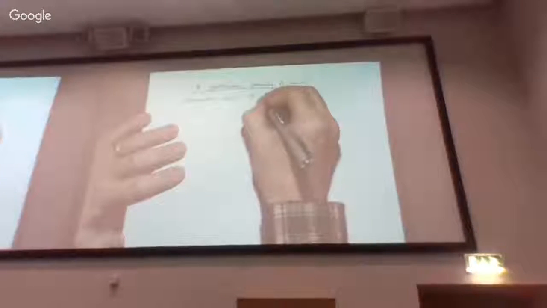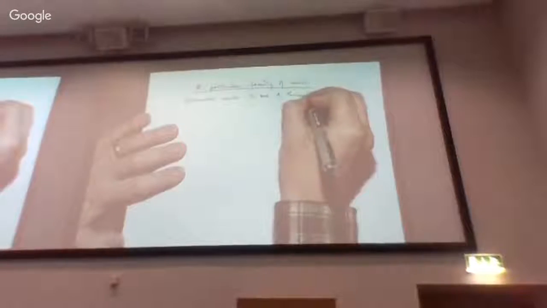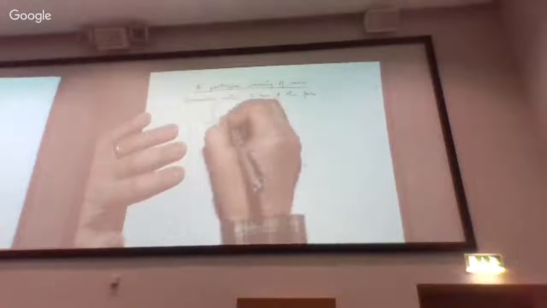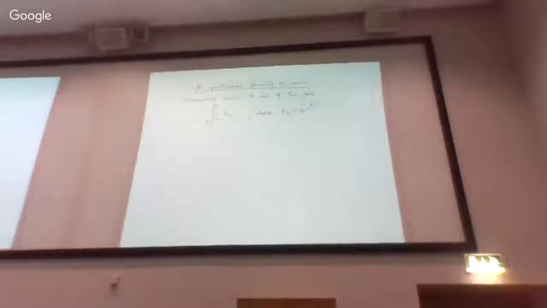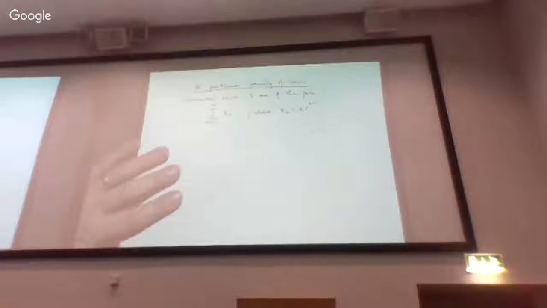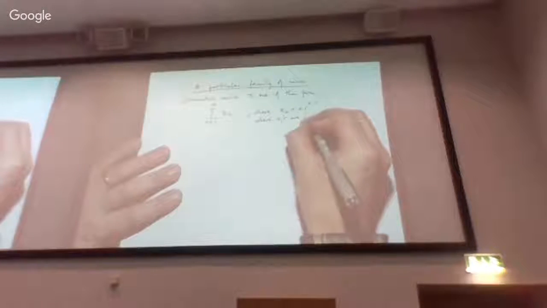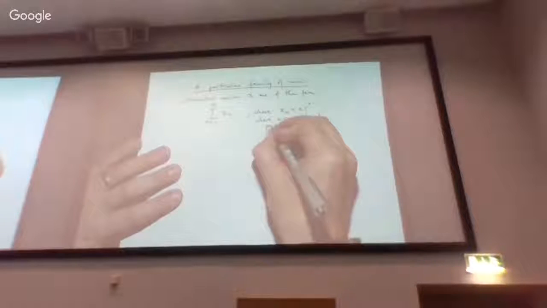A geometric series is one of the form: an infinite series of terms xₙ, where the xₙ has this form here. So it has a particular form. The term xₙ is equal to some quantity a times another quantity r. The r is raised to the power of n minus 1. Where a and r are fixed parameters.